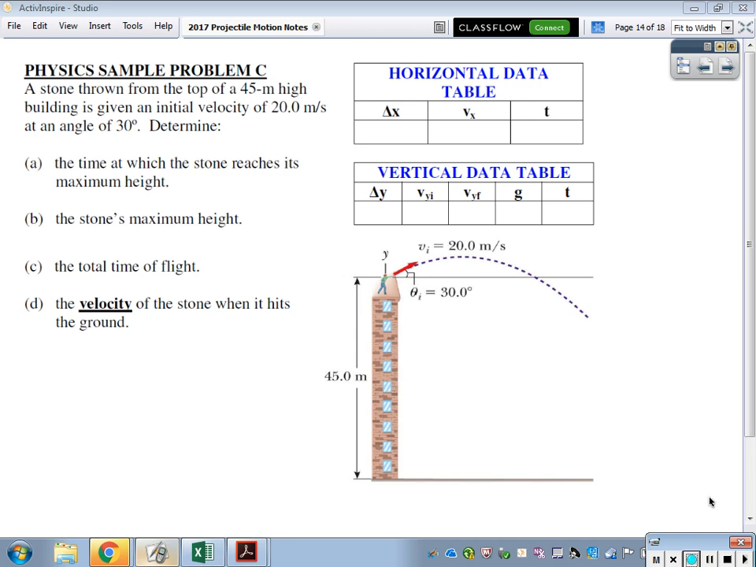Okay, so here's the problem. A stone thrown from the top of a 45-meter high building is given an initial velocity of 20 meters per second at an angle of 30 degrees. We have four things which we are going to determine. Okay, let's start with our data tables.